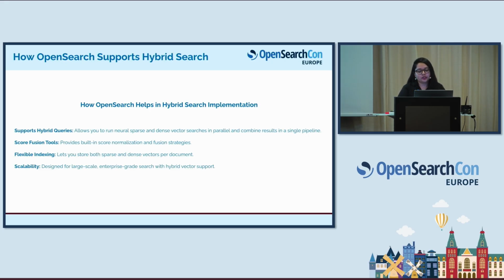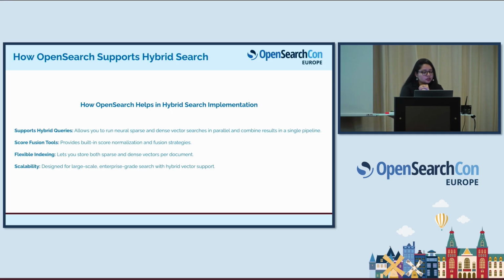So how does OpenSearch help in hybrid search implementation? That's the main question here. It supports hybrid queries. So first, you can start like this. You can create the dense vector searches, and then compare it to neural search as well. If you see a difference, then you can decide for your particular use case which one is better. And if combining both of them results in better results, you can use that as well.